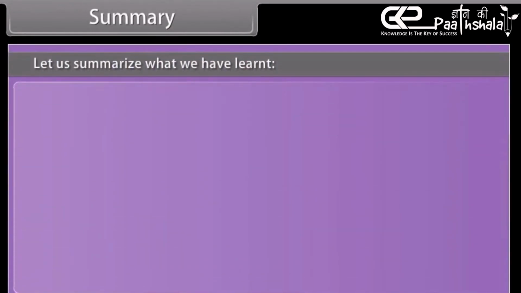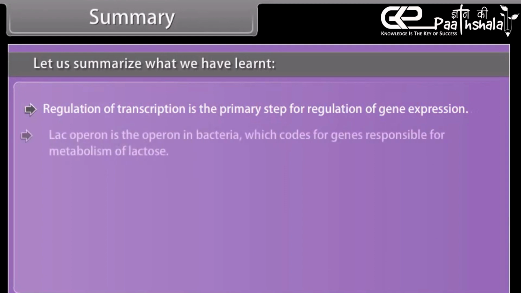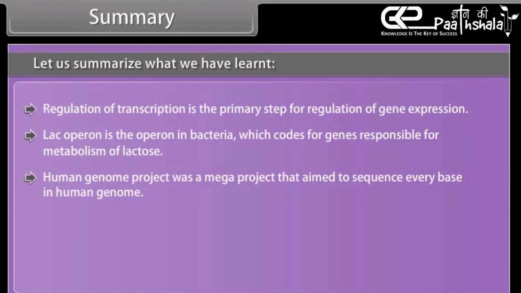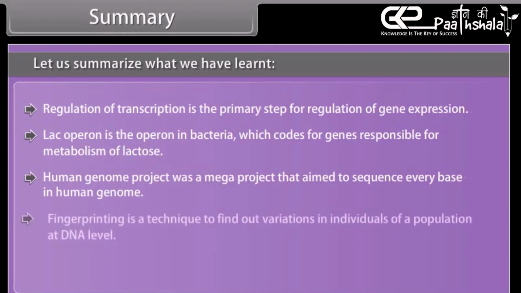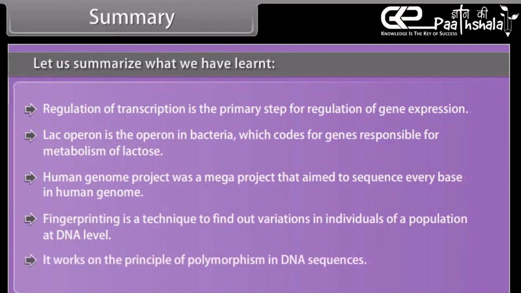Summary. Let us summarize what we have learned. Regulation of transcription is the primary step for regulation of gene expression. Lac operon is the operon in bacteria which codes for genes responsible for metabolism of lactose. Human Genome Project was a mega project that aimed to sequence every base in human genome. Fingerprinting is a technique to find out variations in individuals of a population at DNA level. It works on the principle of polymorphism in DNA sequences.